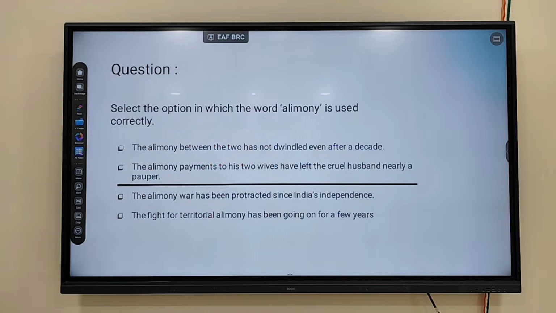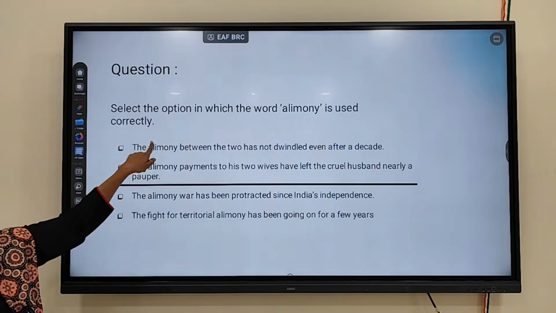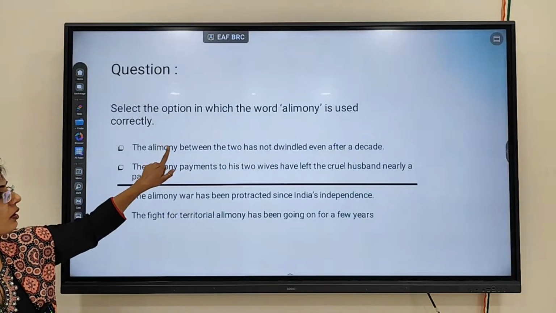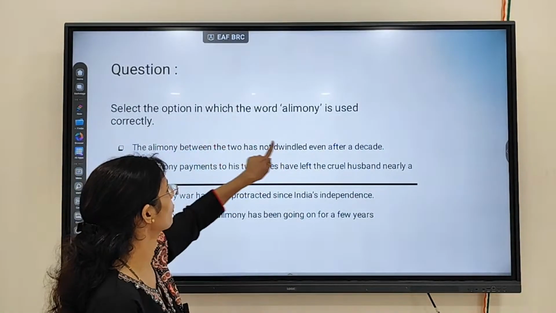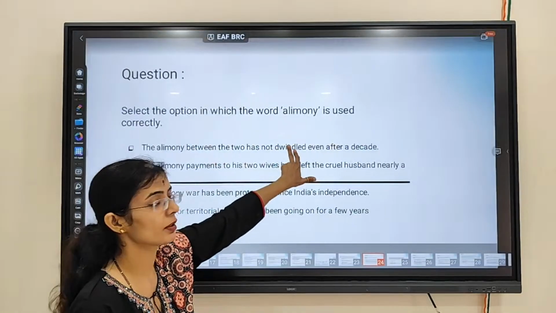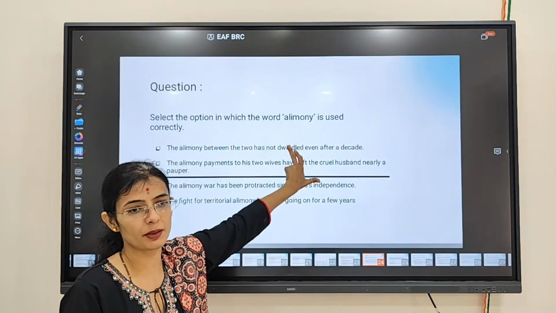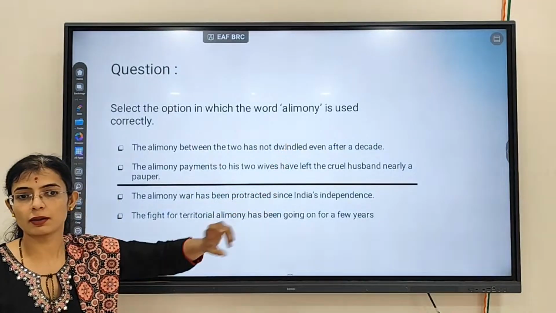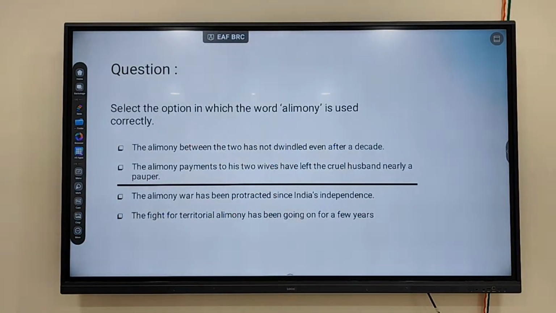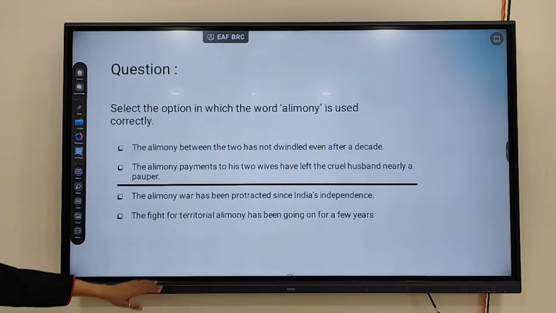Okay. What is the meaning of dwindle? Between the two has not been. That is the reason we've not picked this sentence, because if we put the meaning of alimony here and the meaning of dwindled here, it will not sound appropriate. What is dwindle? An amount. Tell the exact meaning: size, amount, or strength. Okay.